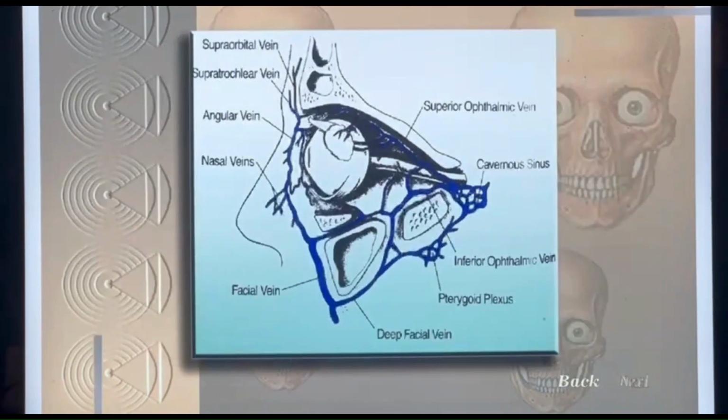The venous drainage again is surplus, and it goes to the cavernous sinus, to the cranium, and to the pterygoid plexus, and then to the facial vein.